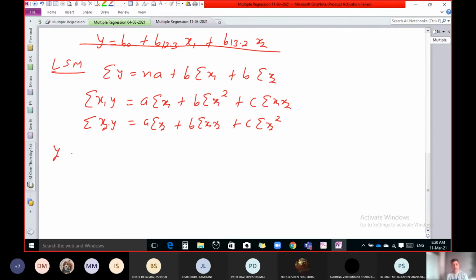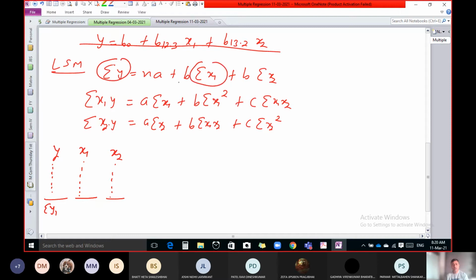Now what do you require to calculate? Here y, x1 and x2 are given. y is the blood pressure, and x1 and x2 are age and weight. So what we require is sigma y. Add these values, we get sigma y. Then sigma x1, add this column to get sigma x1, and similarly sigma x2. From these three numbers we get equation 1.